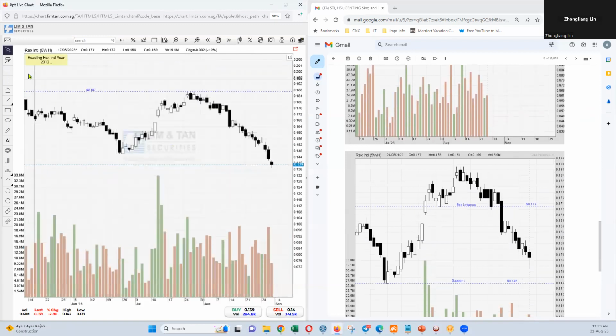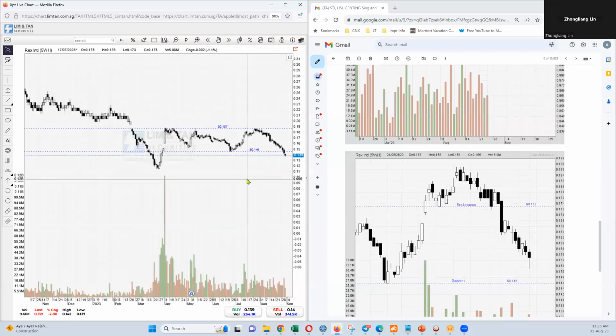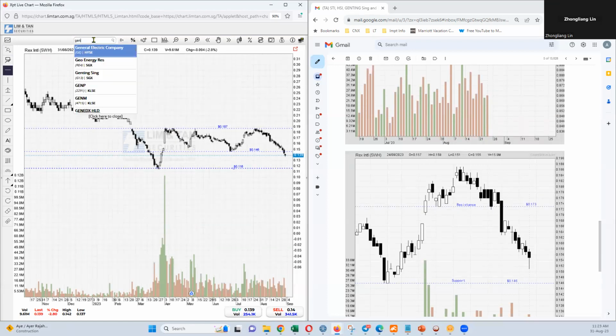This is very weird because the US oil and gas counters were doing well, but the Singapore one has broken the 146 key support level and is on the way down. The next key support level will be at 0.116. So got to watch.